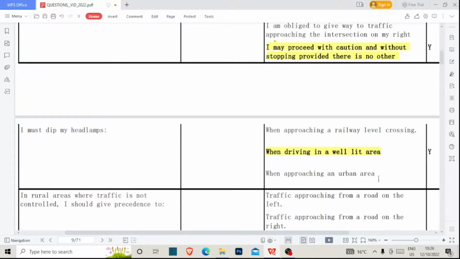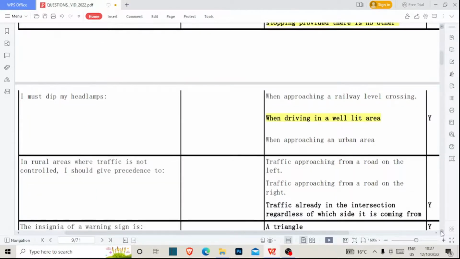Also another one is when you are driving behind other traffic. So let's say that you are driving behind other traffic at night, you are required to dim your headlamps, because if you put your headlamps on bright beam, they can produce flashes that would distract the driver in front of you. So definitely you need to dim your headlamps if you are traveling behind other traffic.